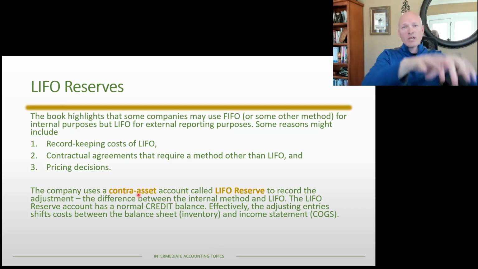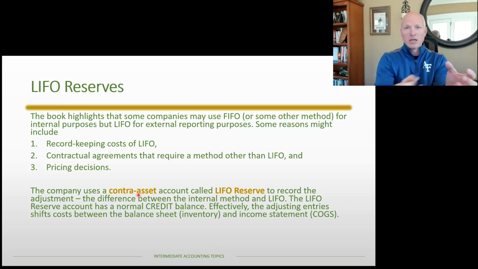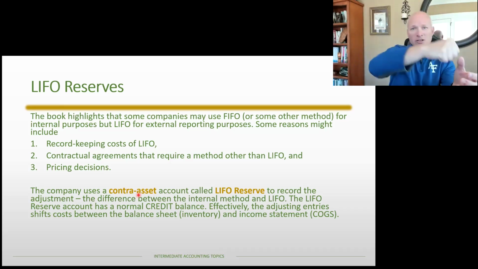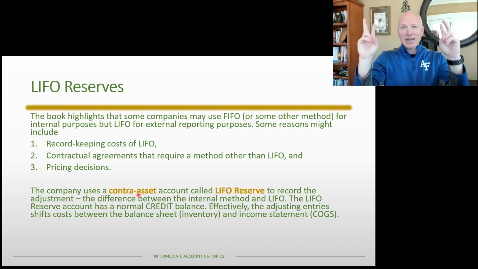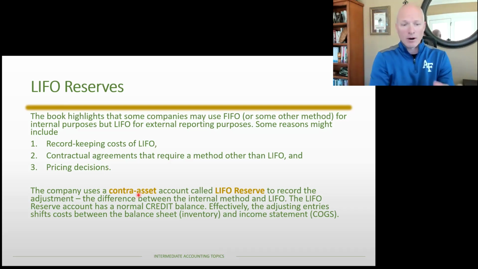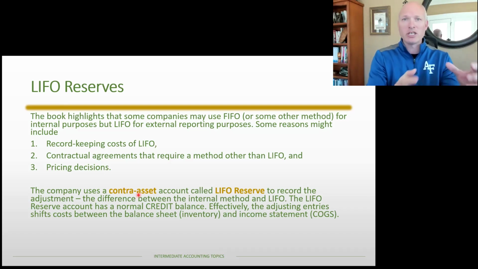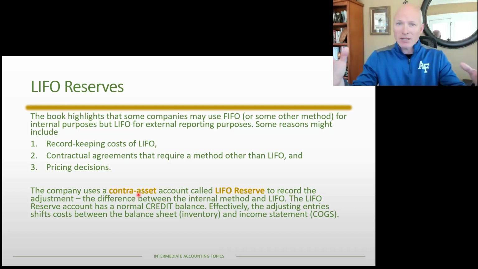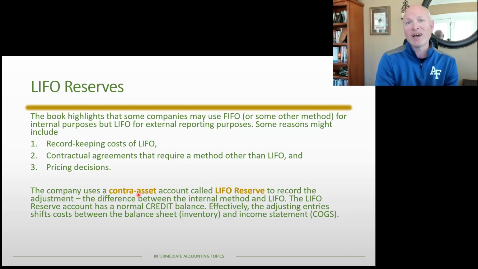In other words, you can imagine we have inventory using FIFO sort of sitting here in this bubble. And then we have this LIFO reserve account that gets attached to it so that for external purposes, we have a net inventory account. Our core inventory account doesn't get touched, but we have this additional account that basically adjusts the inventory so that in total, in net, we have a LIFO inventory amount that's being reported externally, even though internally we're using FIFO.